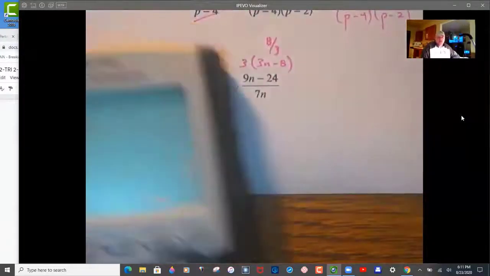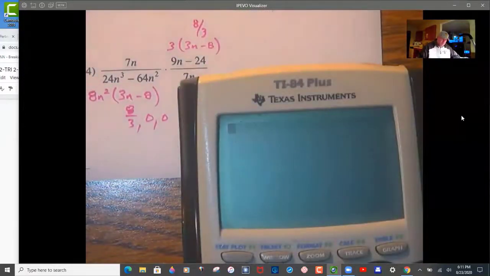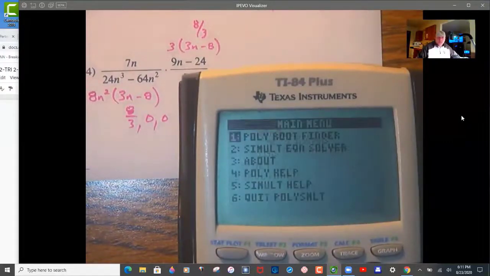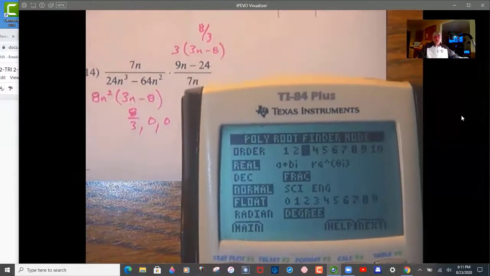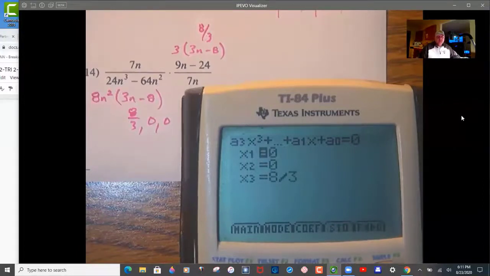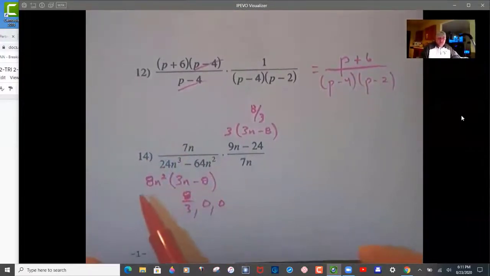So just as a quick reminder on your calculator, under your apps, this Polysimul 2 is a zero finder, root finder. So we have to go 3 because it's a cubic. And you're going to have to do a fair number of these on this assignment: -64 and then 2 zeros. So there you'll see the 0, 0, and the 8/3. And then you write n times 3n minus 8, and then adjust with the common factor of 8 so that the multiplying works out correctly.